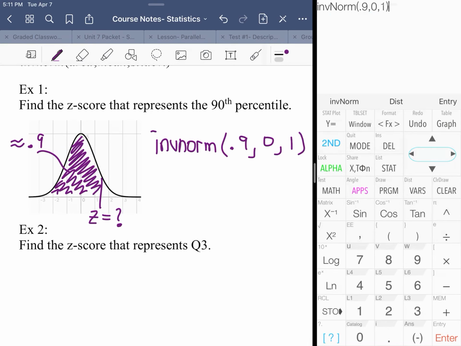Some of the more advanced calculators have a wizard that goes along with this, where you still put in the area, but it gives you an option to select area to the left, area to the right, area between. So this is always assumed to be area to the left of a z-score when it's in this notation.